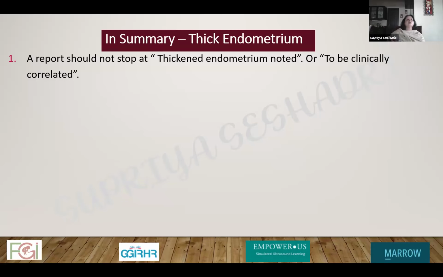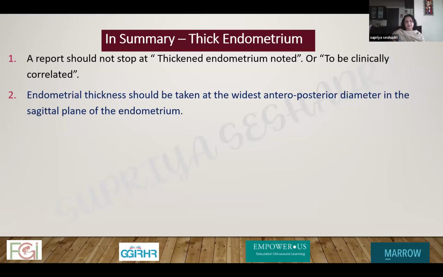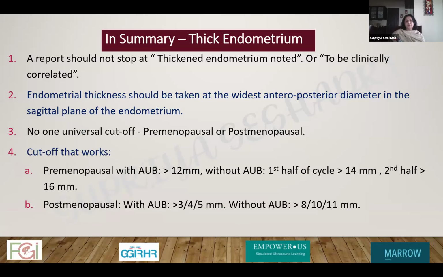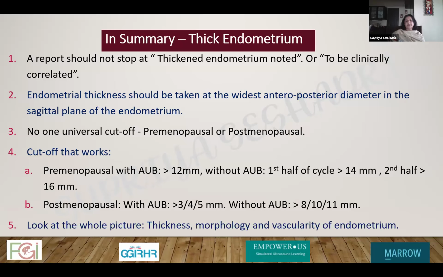Coming to the take-home messages: a report should not stop at thickened endometrium, nor should the line be included saying to be clinically correlated. The thickness should be taken at the widest anterior-posterior diameter in the sagittal plane of the endometrium. There is no one universal cutoff, be it premenopausal or postmenopausal. However, the cutoffs that work are: premenopausal with AUB more than 12 millimeters; without AUB, first half of cycle 14 millimeters, second half 16. So it's like 12, 14, 16. Postmenopausal with AUB 3, 4, or 5, and without AUB 8, 10, 11.